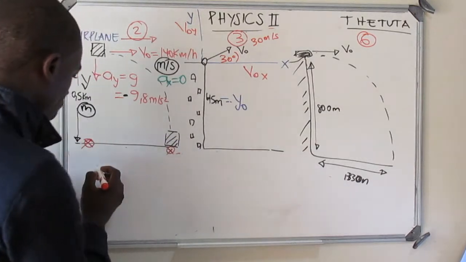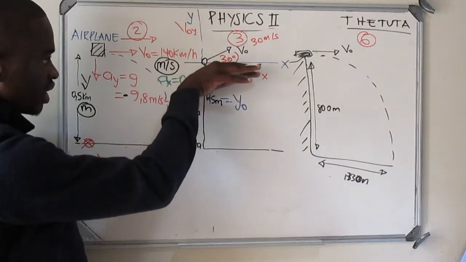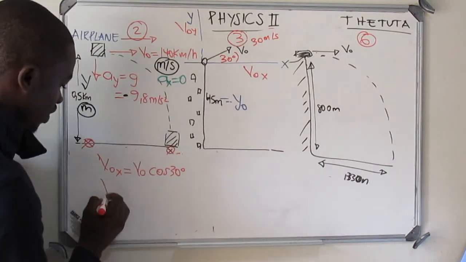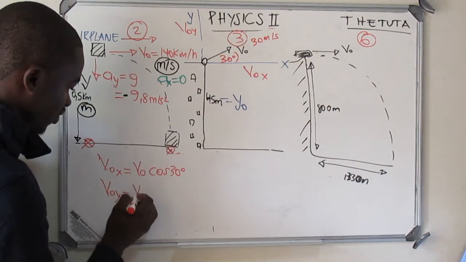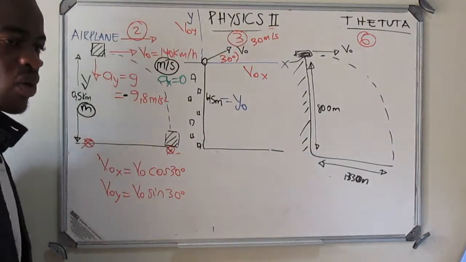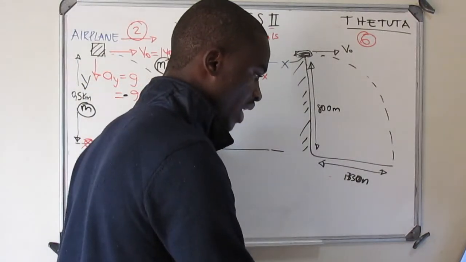So what is going to be our initial speed in x? It's going to be equal to v0 cosine of 30, because remember this is adjacent to the angle. And as well for y, it's going to be v0 sine of 30. So we know already our initial speed in x and our initial speed in y.